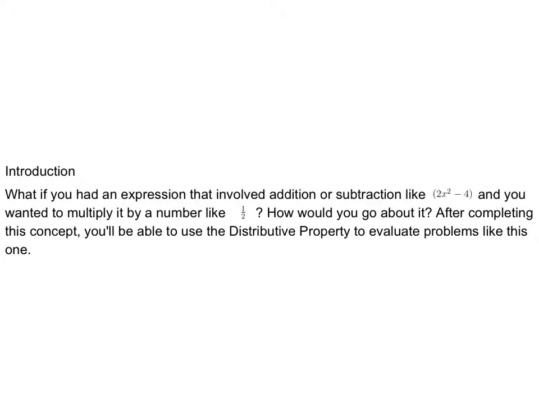What if you had an expression that involved addition or subtraction, like 2x squared minus 4, and you wanted to multiply it by a number like a half? How would you go about it? After completing this concept, you'll be able to use the distributive property to evaluate problems like this.